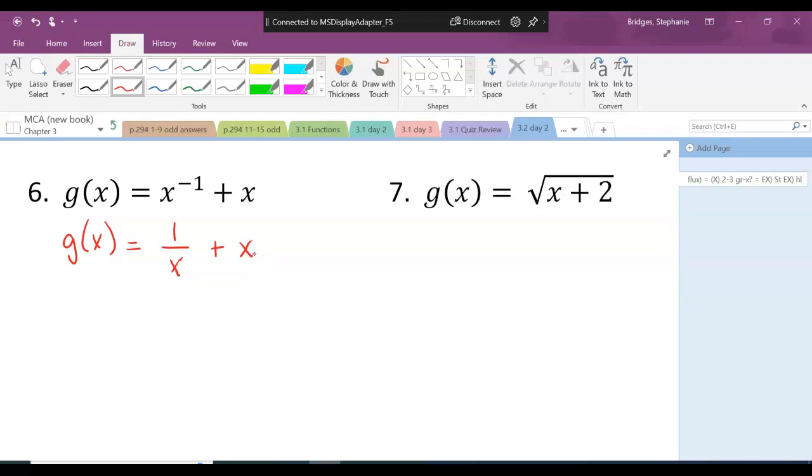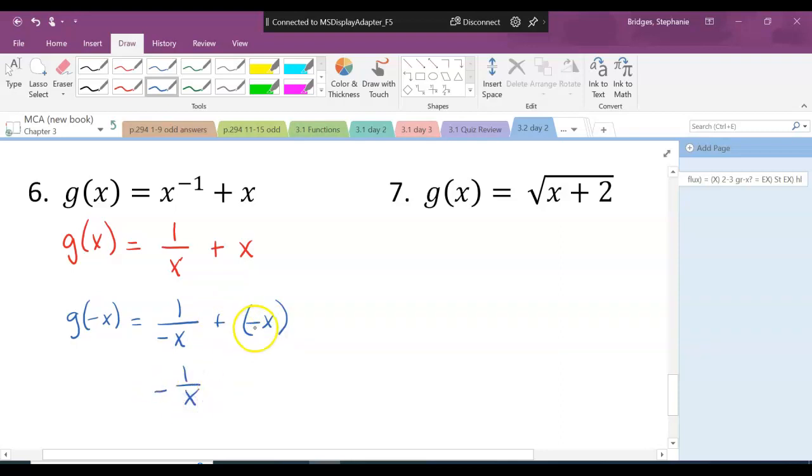Now we want to plug our negative x in. Everywhere there's an x, I'm going to put a negative x. That just gives me a negative 1 over x. If I add a negative again, what's the better way to write that? Minus x. Exactly the same. Everything changed or only one changed? Everything changed, right?